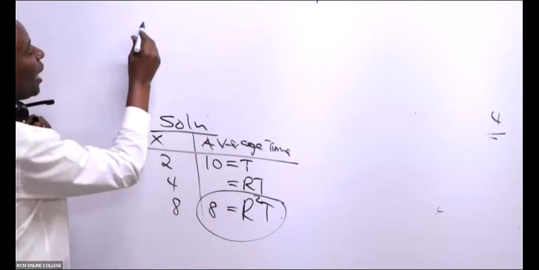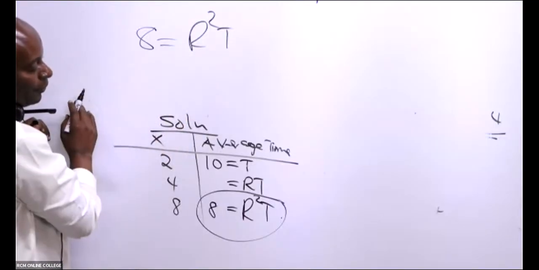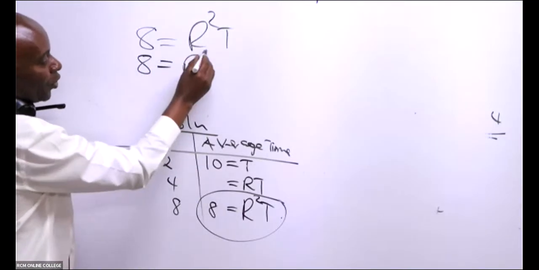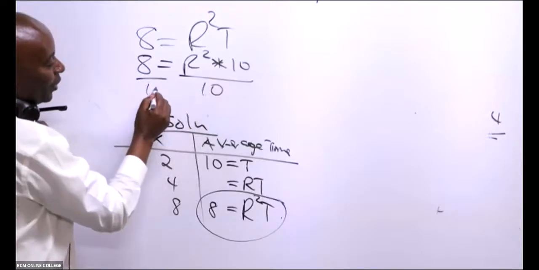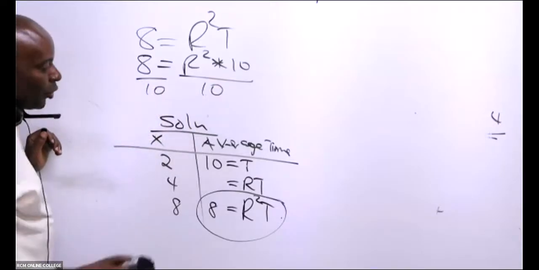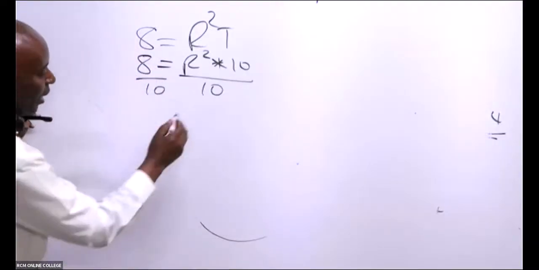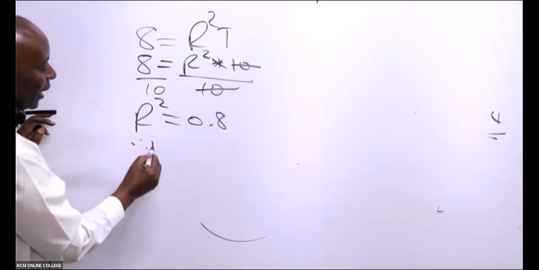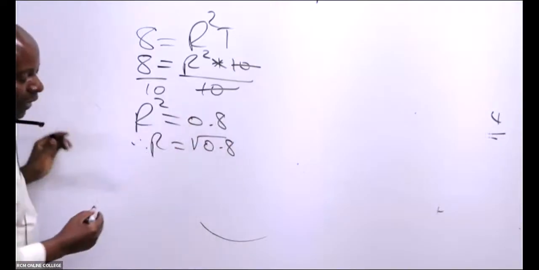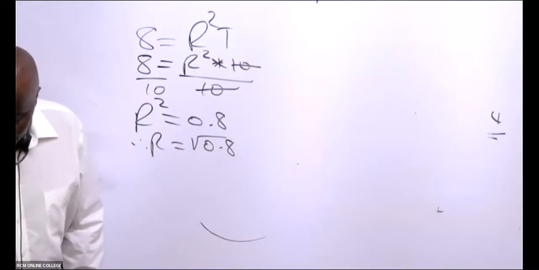So you see, when we pick it from here, it is 8 equals R squared T, isn't it? But do we know the value of T? It is 10, isn't it? So 8 will be R squared times 10. So then divide by 10 both sides, like that. Then I will be able to get R squared equals 0.8, because you see this 10 and this 10 will cancel out, giving me R squared equals 0.8, meaning that R equals square root of what here? 0.8. R equals square root of 0.8.